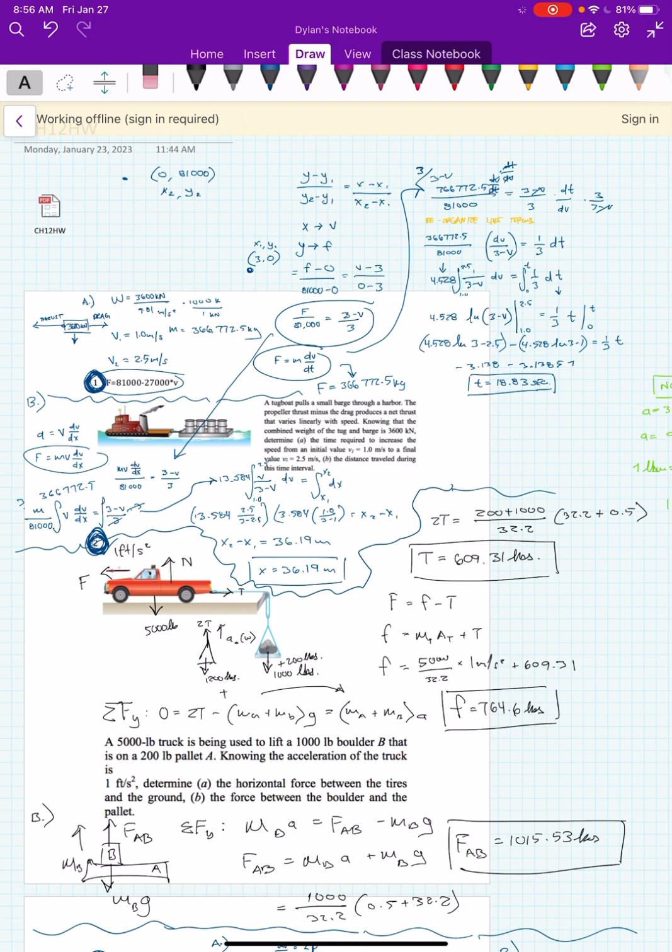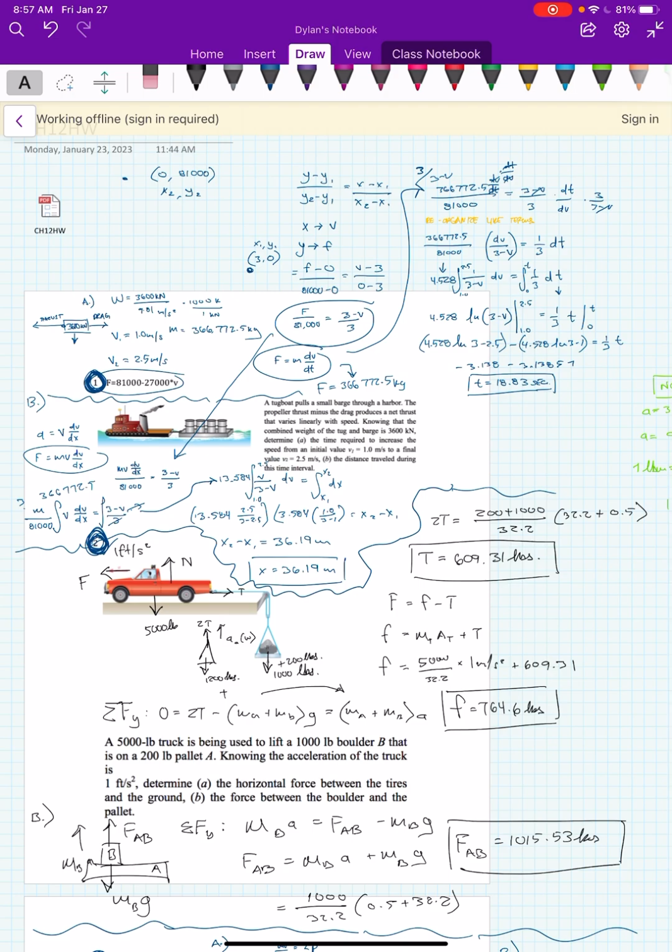So starting with number 1, we are given this equation, F equals 81,000 minus 27,000 times v. From that point, we can basically manipulate. We want to pull the force equals m dv/dt, because it's F equals ma, but we are changing acceleration to the derivative of velocity.